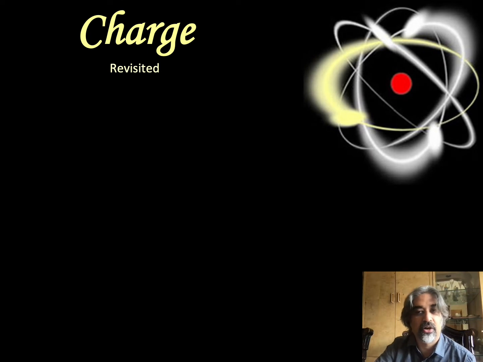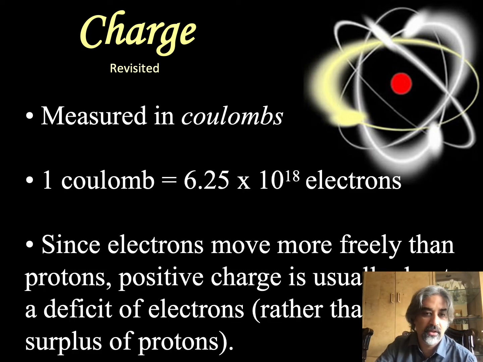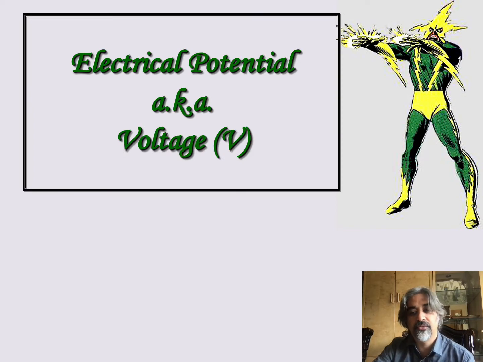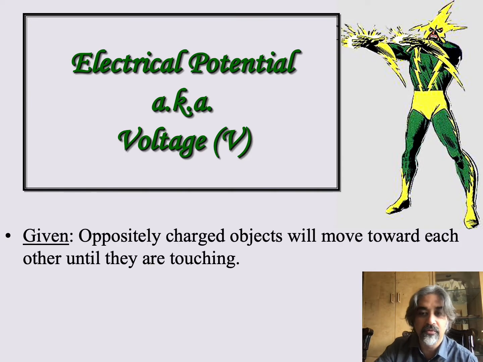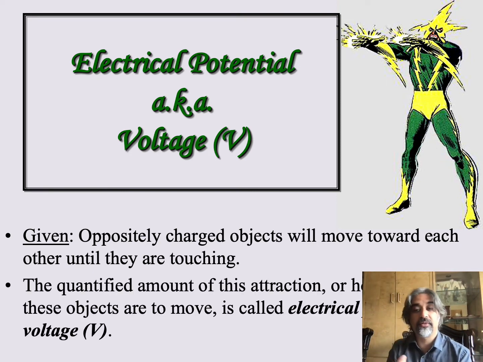So let's come back to charge. It's measured in coulombs, and that's how many electrons it is. Since electrons move more freely than protons, positive charge is usually a reflection of a deficit of electrons rather than a surplus of protons. If allowed to do so, oppositely charged objects will move toward each other until they're touching. The quantified amount of this attraction, or how driven these objects are to move, is called electrical potential, and that is equivalent to the word voltage.